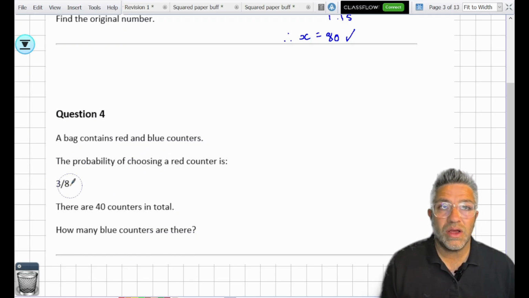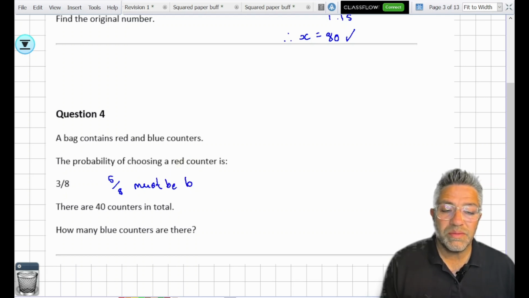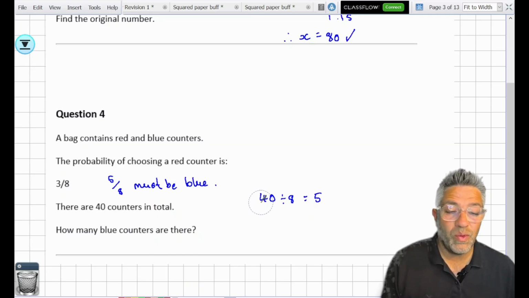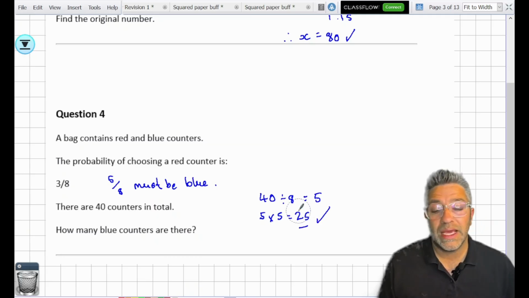If 3/8 are red, 5/8 must be blue. So I'm simply going to find 5/8 of 40. 40 divided by 8 gives us 5. So in other words, 1/8 of the counters is 5, but we need to know what 5/8 are. 5 times 5 gives us 25 blue counters.